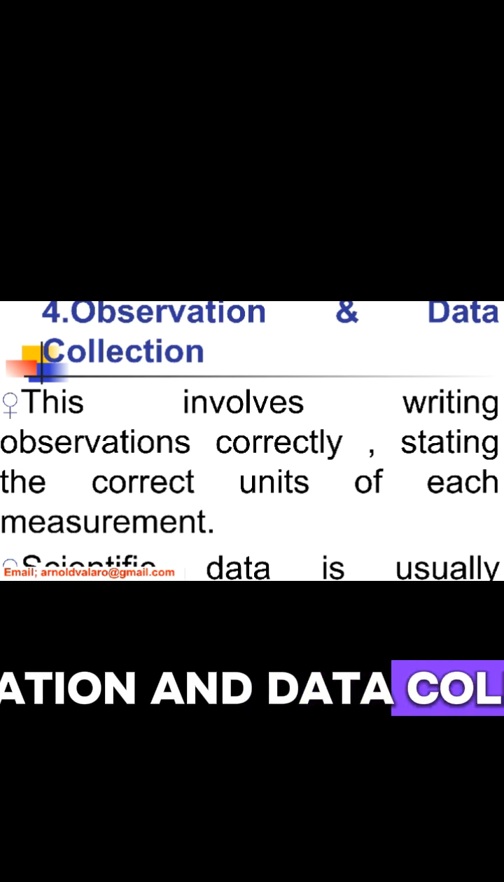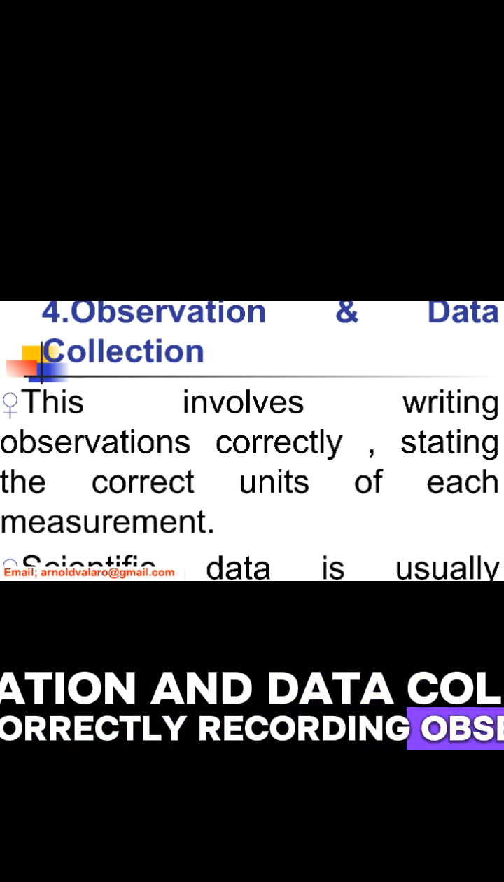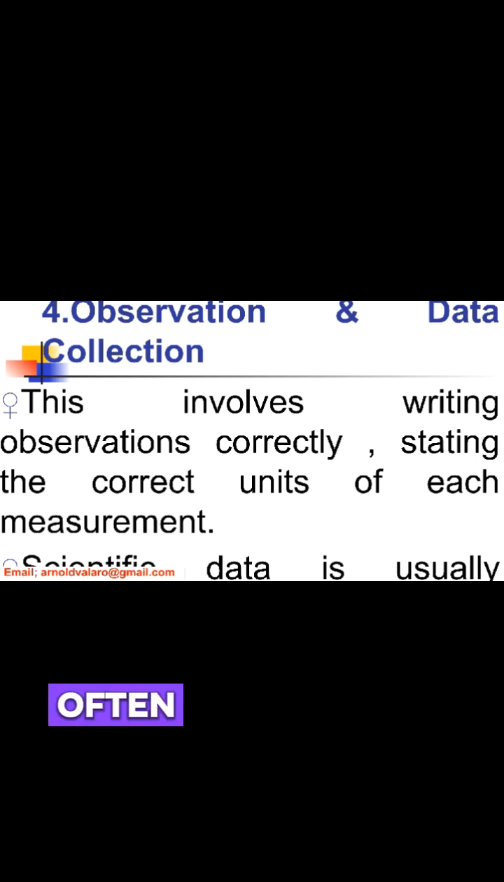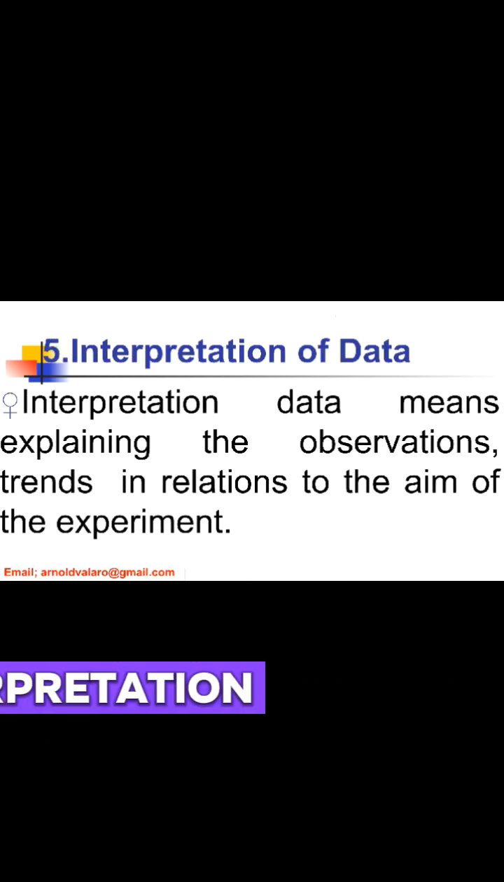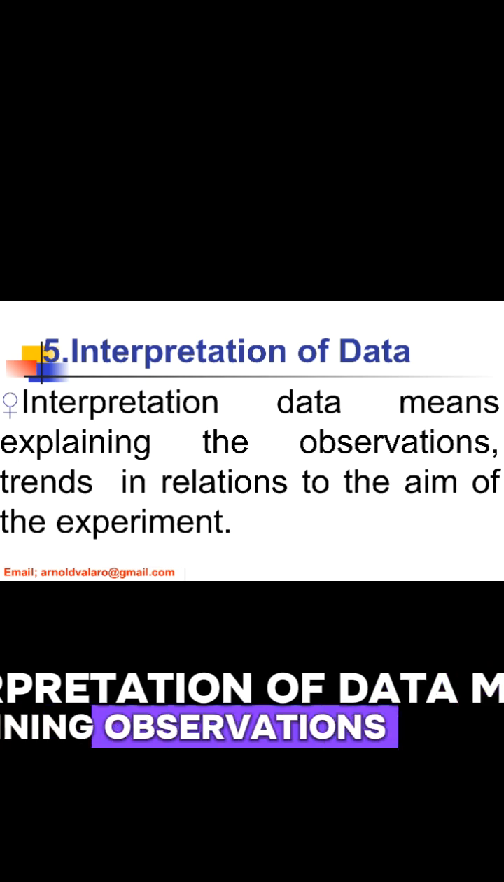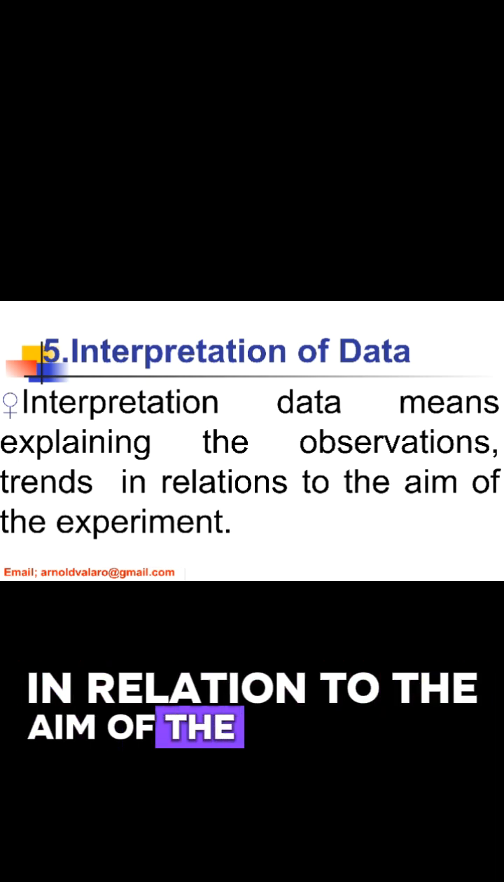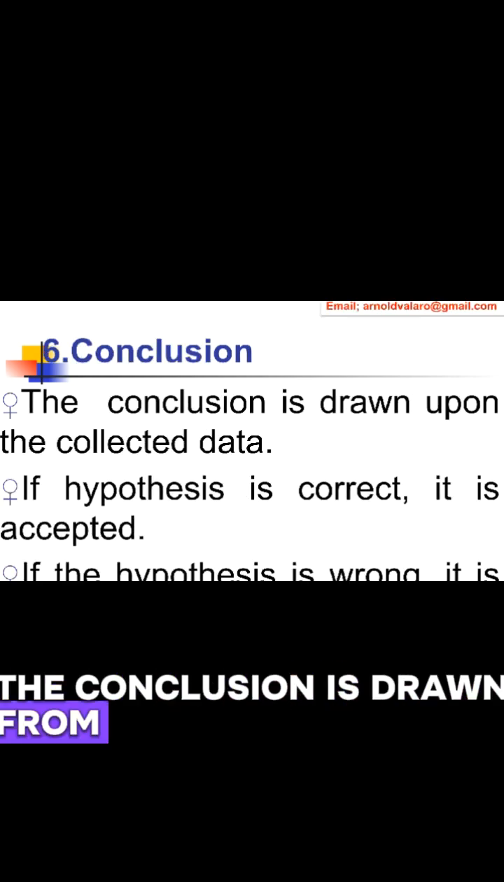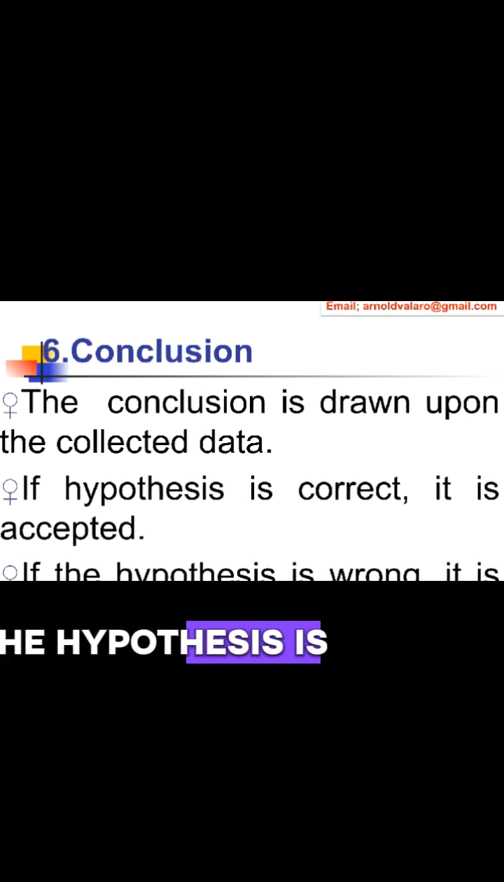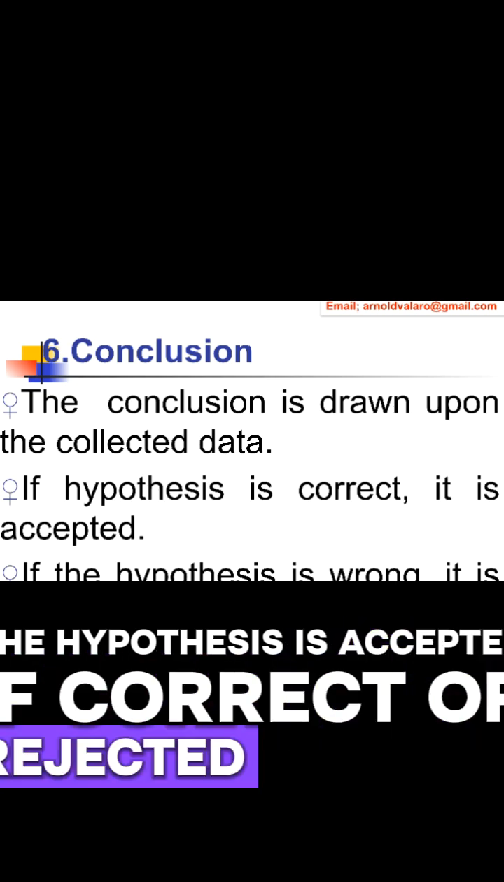Observation and data collection involve correctly recording observations and stating the correct units of measurement, often using tables. Interpretation of data means explaining observations and trends in relation to the aim of the experiment. The conclusion is drawn from the collected data. The hypothesis is accepted if correct or rejected if wrong.